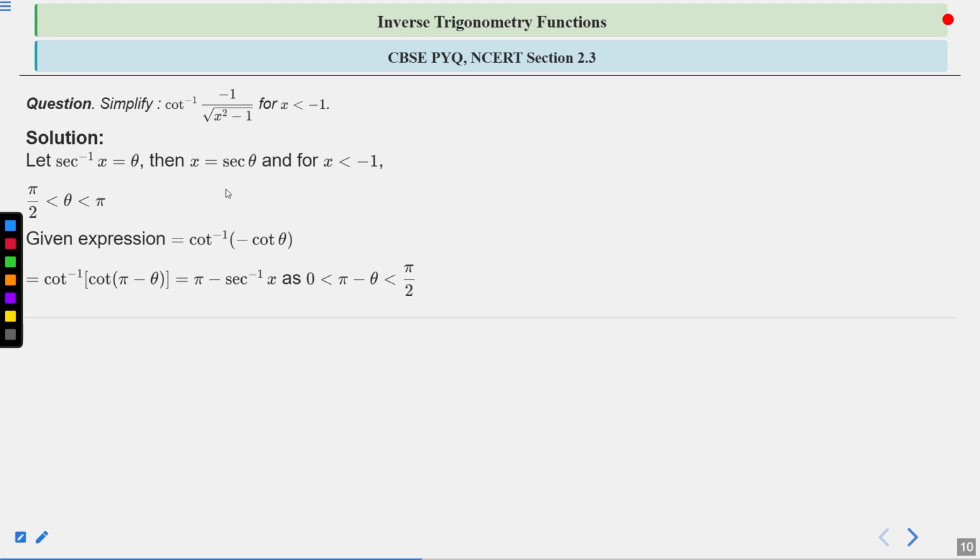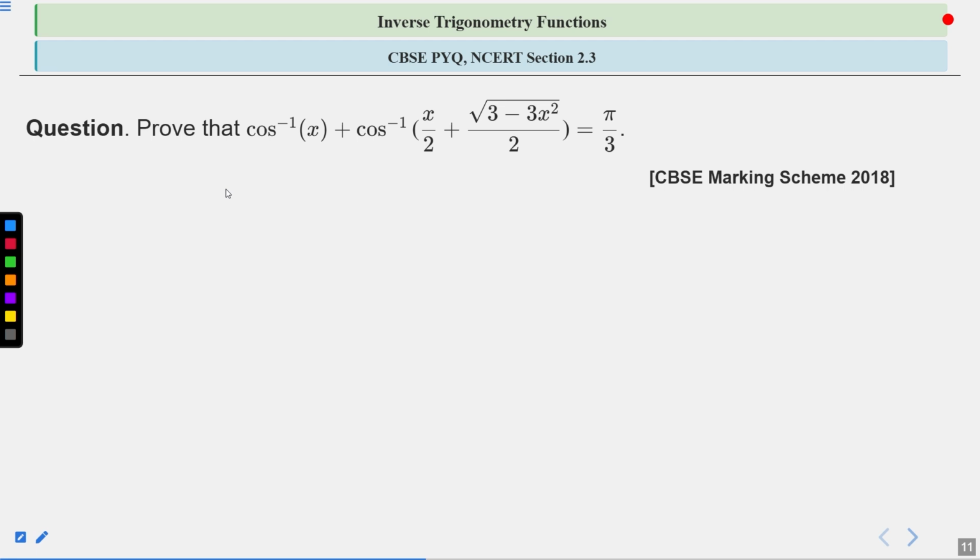Okay, let us move to the next question. The next question is, prove that cos inverse x plus cos inverse of x by 2 plus root over 3 minus 3x square upon 2 is equal to pi by 3. Got it?